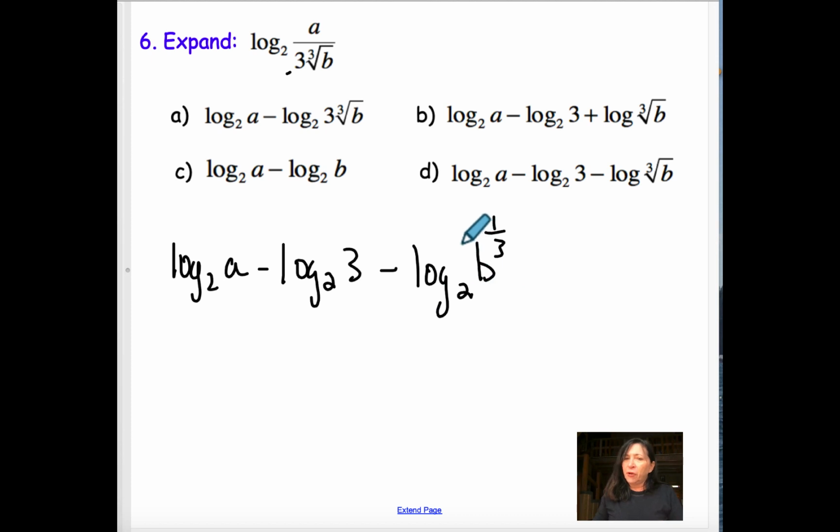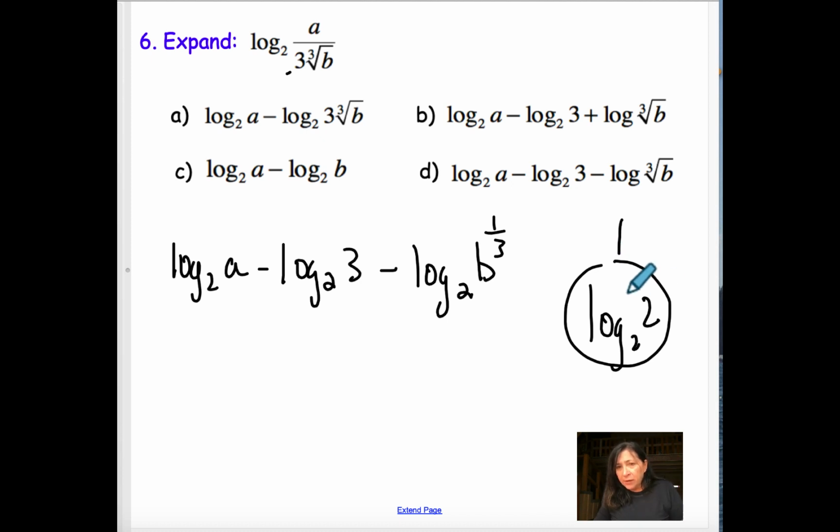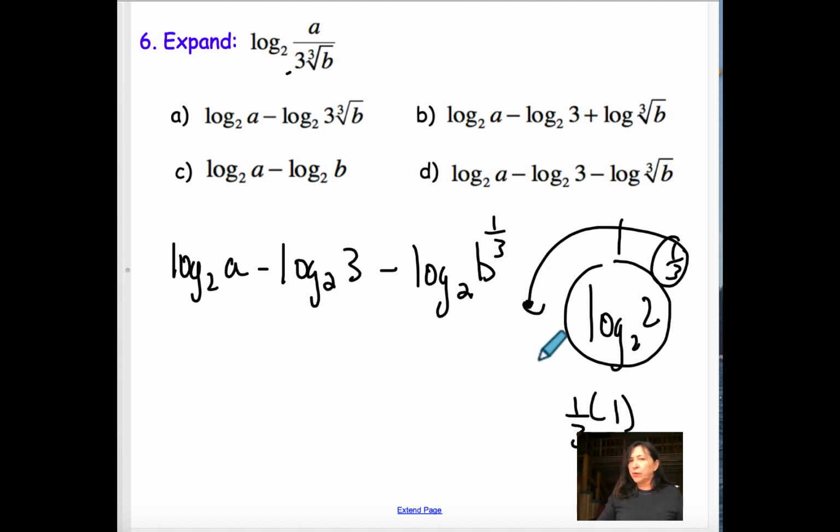Just be very careful, because watch for things like this, log base 2 of 2, because that value would yield 1, right? So just be careful with that. And especially if this one was log base 2 of 2 to the 1/3, that 1/3 up here would have been brought out front, and that would have been 1/3 times 1, which is just 1/3. So you'll definitely see that on the test. Just make sure you watch out for that.